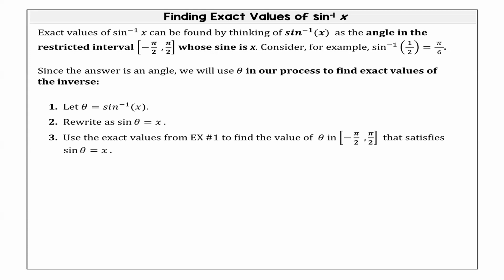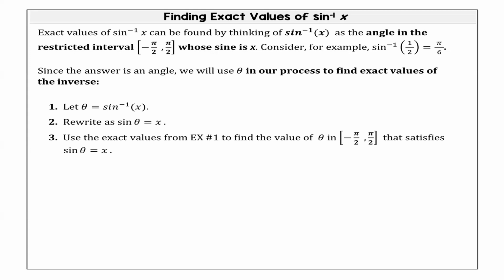Restricted interval: negative pi over 2 to pi over 2. So you go clockwise, negative pi over 2, then go into negative pi. That would only be in the one. Remember, when you're negative, you're going clockwise.